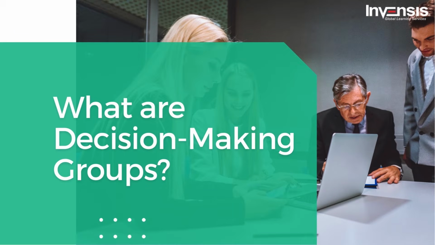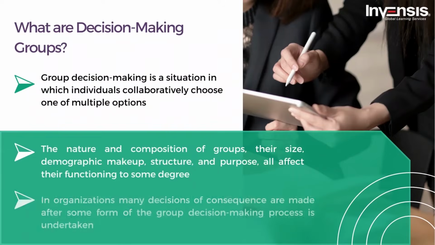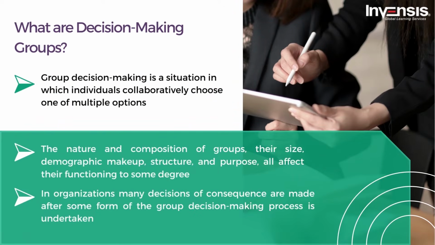Without any further ado, let's get started with the first topic. What are decision-making groups? Group decision-making is a situation in which individuals collaboratively choose one of multiple options. Decision-making groups may be relatively informal in nature, or formally designated and charged with a specific goal. The process used to arrive at decisions may be unstructured or structured.